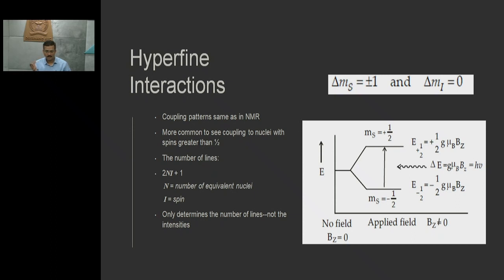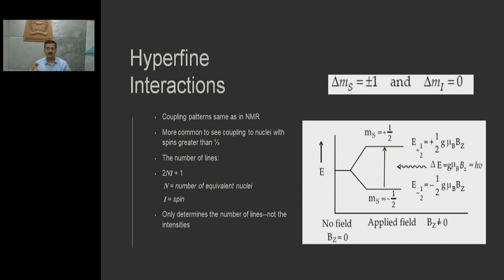So here, we consider B of Z equal to 0, that is, in the absence of a magnetic field, and B of Z not equal to 0, when we apply the magnetic field. The applied magnetic field is aligned with or opposite to the spin, and based on that, an interaction takes place. So M of S minus 1/2 and M of S plus 1/2.